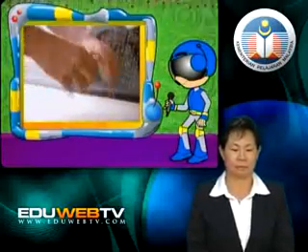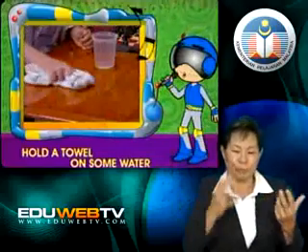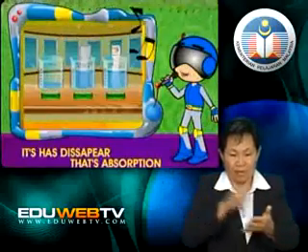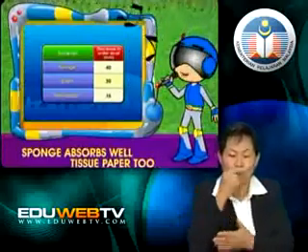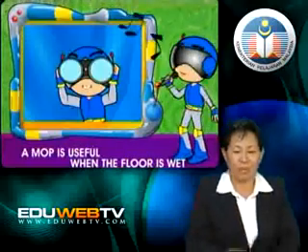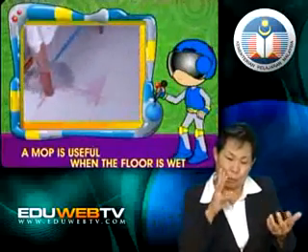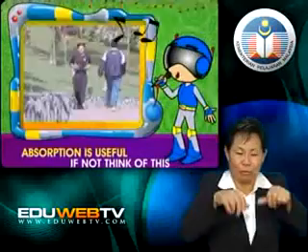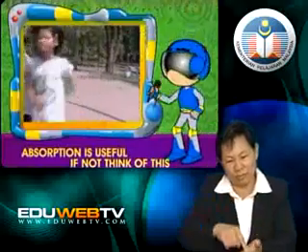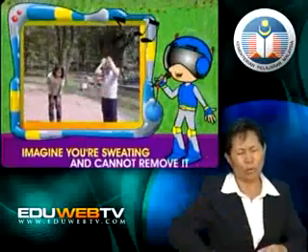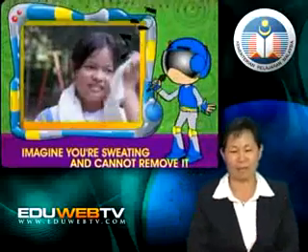Hold the towel, on some water, it has disappeared. That's absorption. Sponge absorbs well. Tissue paper too. A mop is useful when the floor is wet. Absorption is useful. If not, think of this. Imagine you are sweating and cannot remove it.